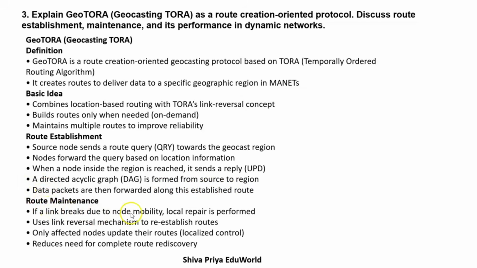If a link breaks due to node mobility, local repair is performed. After that, it uses a link reversal mechanism to re-establish the route. Only the affected nodes update their routes. Whichever nodes have a breakdown, only the affected nodes update their routes.